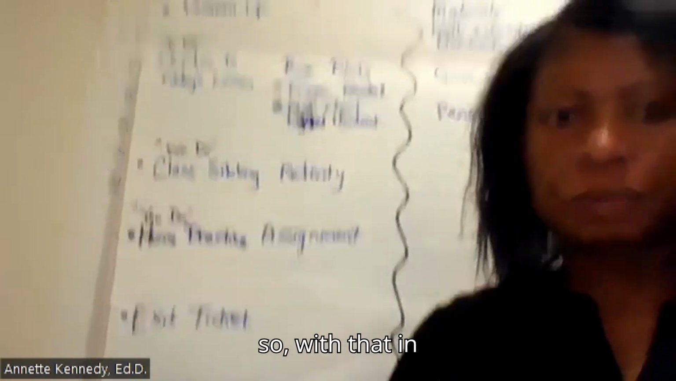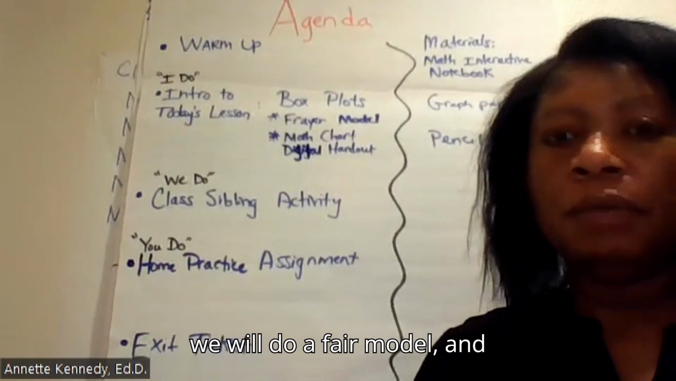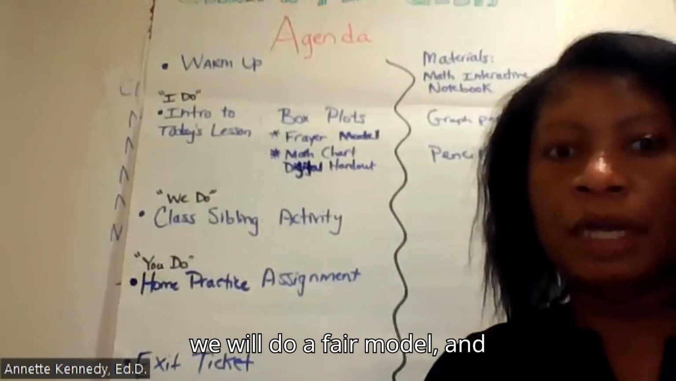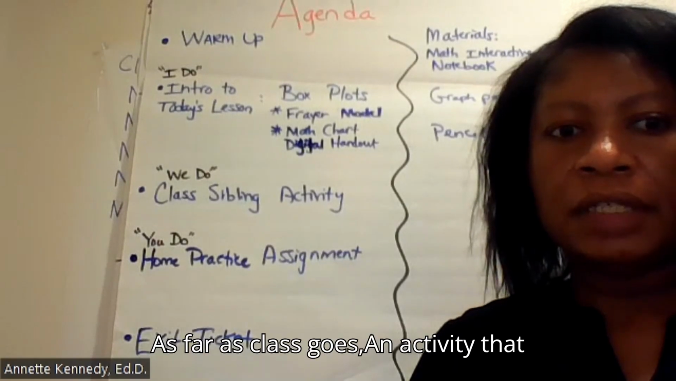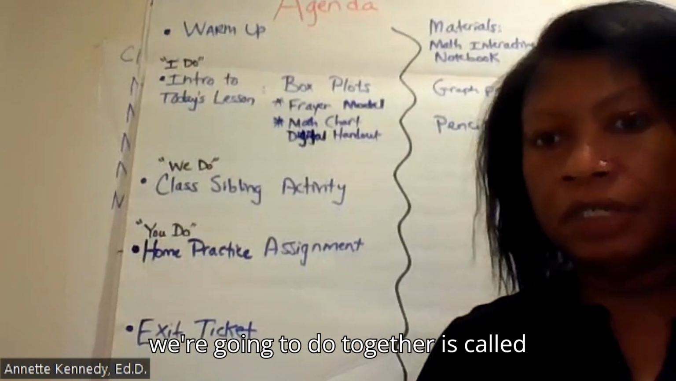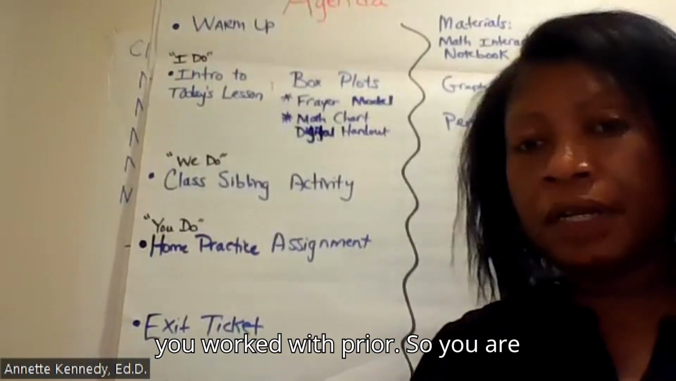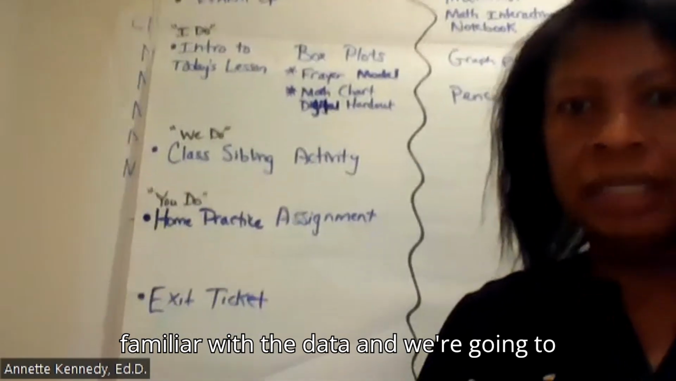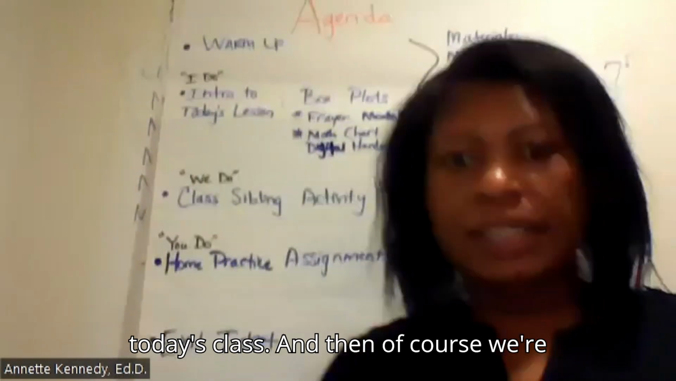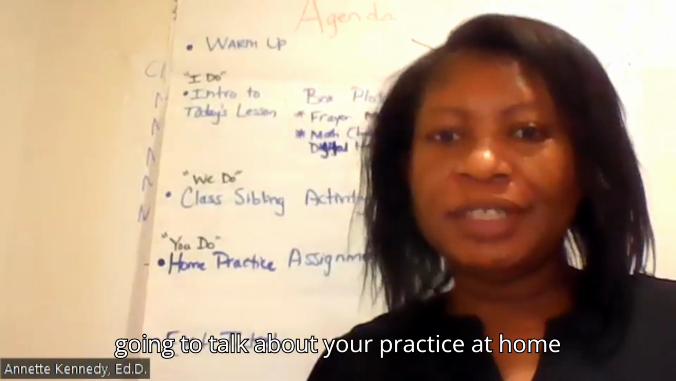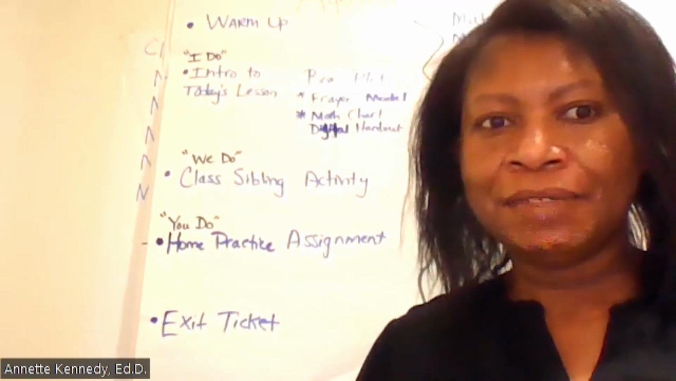And so with that in mind, we will do a Frayer model. You'll also receive a handout. As far as class goes, an activity that we're going to do together is called the class sibling activity, and it's data that you worked with prior. So you are familiar with the data, and we're going to use it to do a box plot for today's class. And then, of course, we're going to talk about your practice at home and complete your exit ticket.